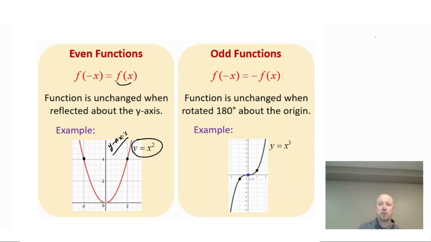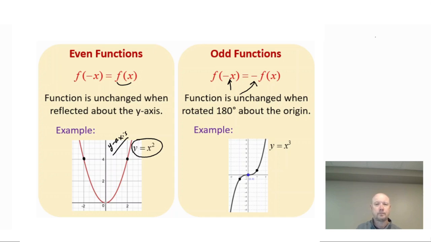For an odd function, if you plug in negative x, you actually come out with the opposite of the original function. So for example, here when I plug in x equals 1, I get 1, but when I plug in x equals negative 1, I get the opposite of that, negative 1. Same thing with 2. 2 comes out equal to 8, but negative 2 comes out equal to negative 8. So when that is the case, odd functions are symmetric about the origin.